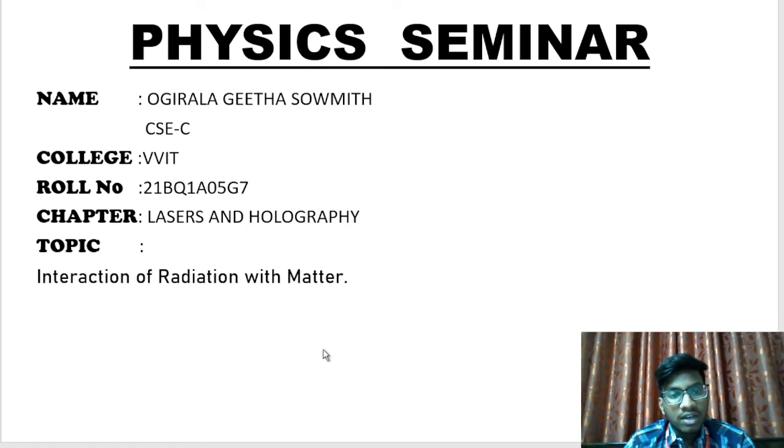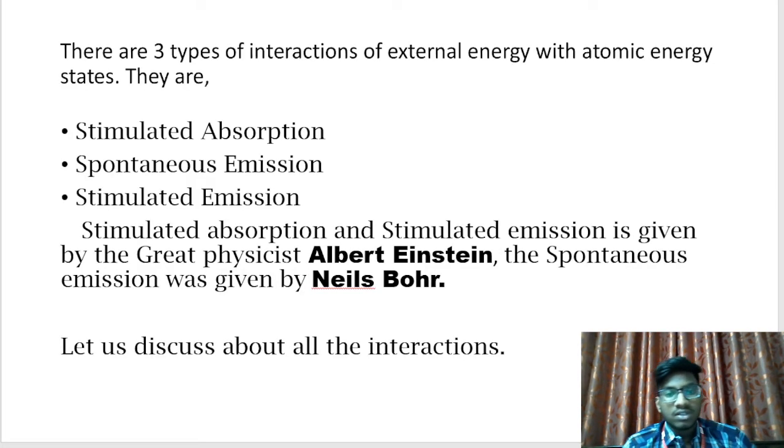Our topic is interaction of radiation with matter. According to Albert Einstein, a great physicist, there are three types of interactions of external energy with internal atomic energy states. They are stimulated absorption, spontaneous emission, and stimulated emission. These three interactions were mainly postulated by Albert Einstein. We all know that stimulated absorption and stimulated emission were given by Albert Einstein, and spontaneous emission was given by Niels Bohr. Let us discuss all these interactions briefly. Firstly, stimulated absorption.